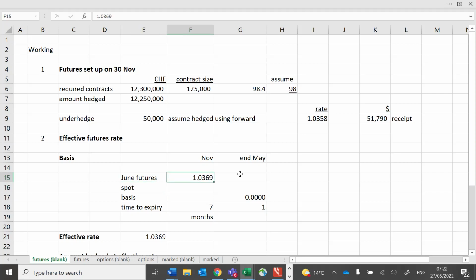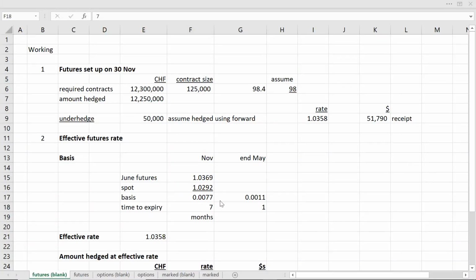It's now the end of November. The June futures rate at the end of November is 1.0369, and the spot rate, taking the least attractive rate, because that's what I'd be offered, is 1.0292, and the difference is the basis, future less spot.